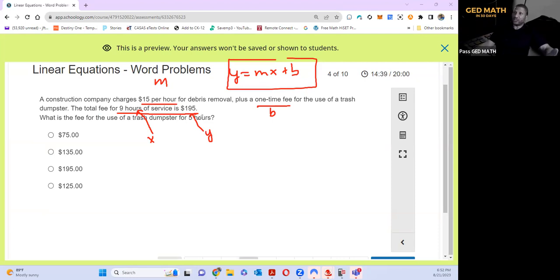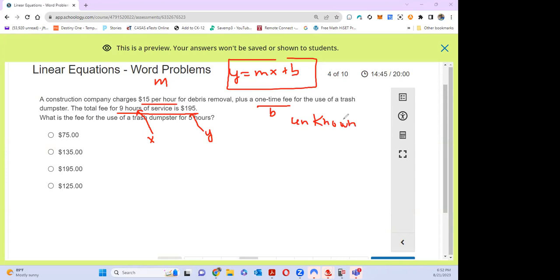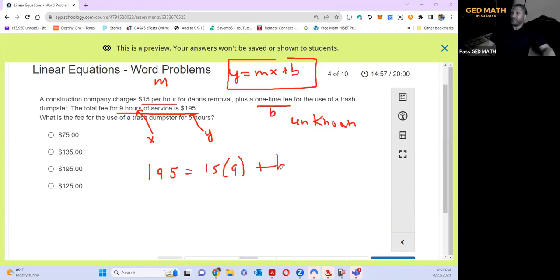So this is your x, this is your y, this is your m. What don't we know? This is your unknown. That's what algebra is about. We need to solve for b, so we need to plug everything in. 195 equals 15 times 9 plus b. All we did was take this y, this m, and this x and plug them in. So the only unknown we had is b.